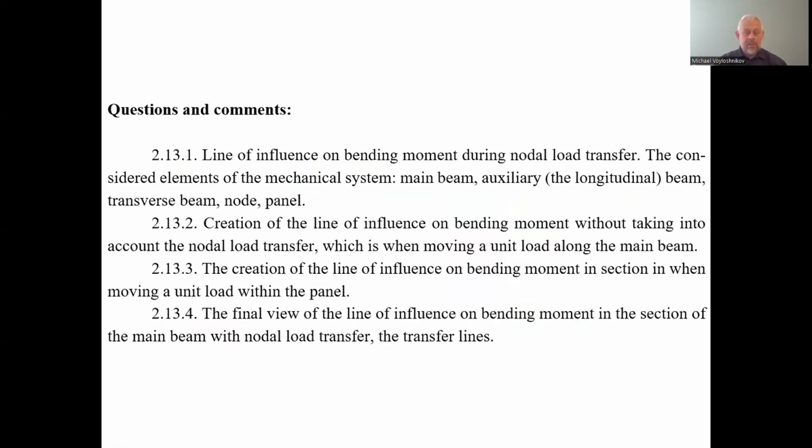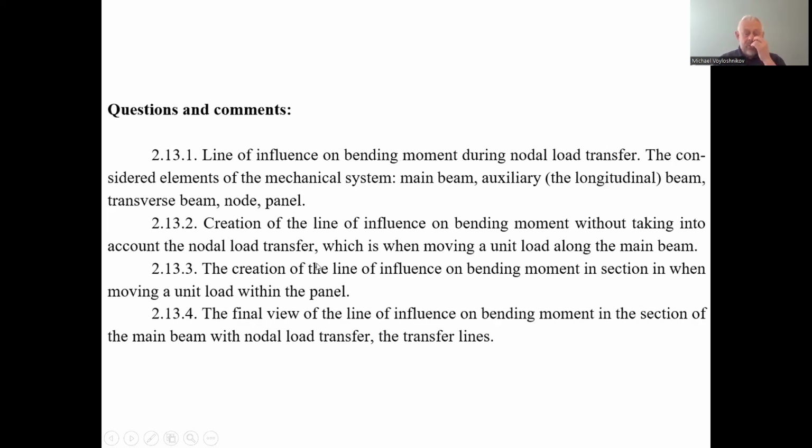Line of influence of bending moment during nodal load transfer. The considered elements of the mechanical system: main beam, auxiliary longitudinal beam, transverse beam, node, panel. So if the mechanical system is not only one main beam but consists of a number of beams, main beam and auxiliary beam, the load moves not along the main beam but along the auxiliary beam, which consists of panels.